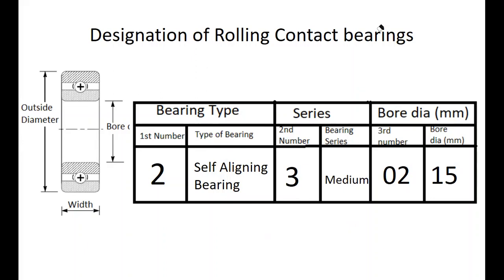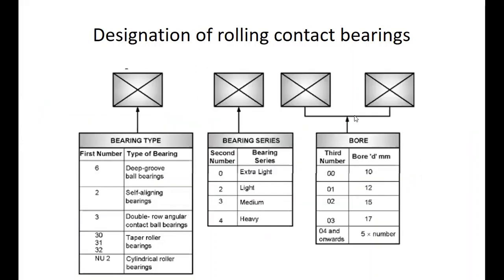Moving ahead. So designation of rolling contact bearings happens in this way. The first number indicates the bearing type. If the number is 6, it is a deep groove ball bearing. If the number is 2, they are self-aligning bearings. Number 3, then they are double row angular contact bearings. So you will have to remember which number indicates which bearings.